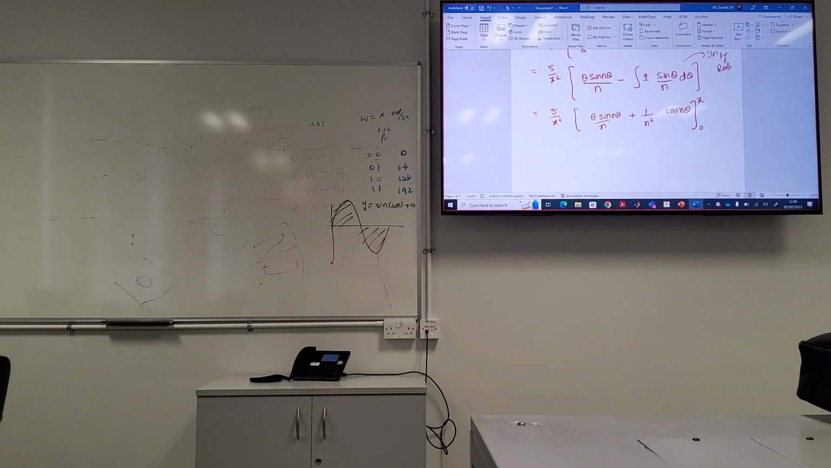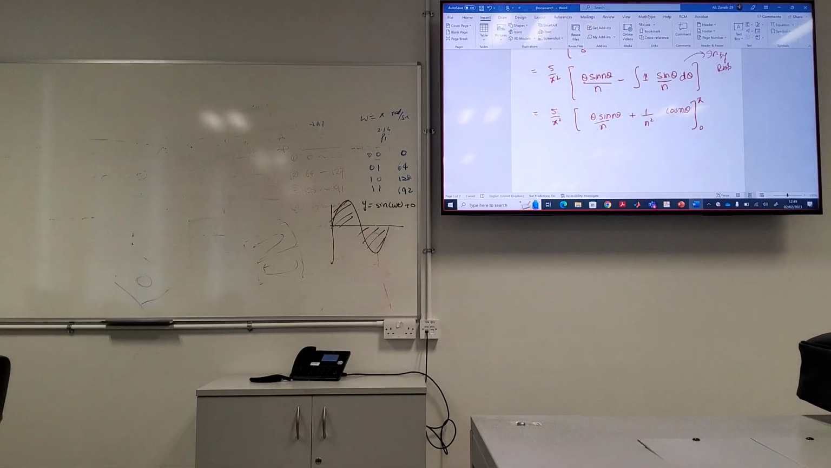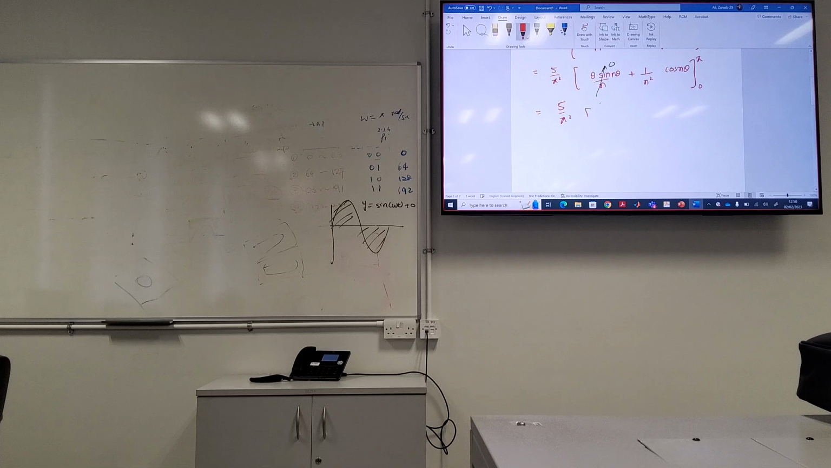But before applying limits, we know that this is a sine term and this is a cosine term. We know that sine pi is 0, so we don't need to apply limits on this. We already know that this will go to 0, whereas for the other part it would be 5 divided by pi square, and n square is also common. Inside, the only thing left is cosine theta from 0 to pi. Finally, if we apply the limit here, 5 divided by n square pi square, cos of n pi minus cos of 0. So it would be 5 by n square pi square, inside is cos of n pi minus 1.